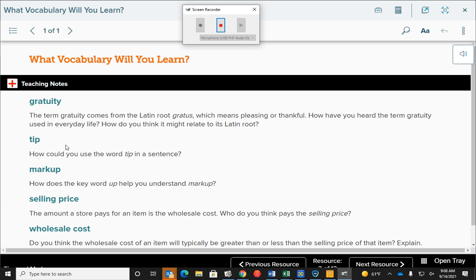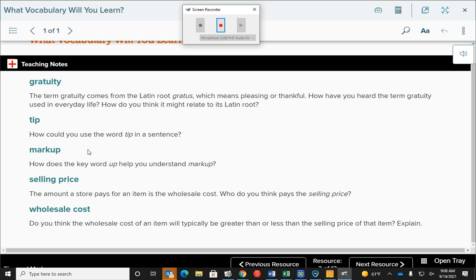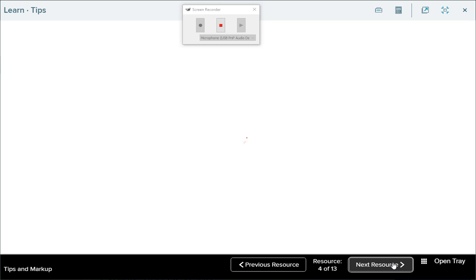Okay, markup, we already talked about. Markup is how businesses, or people who sell things, make money. They buy something at a certain amount, and then they mark it up a certain percent and sell it. Selling price, wholesale cost, we already talked about. Wholesale cost is what you buy that product for. Good on all that, right?